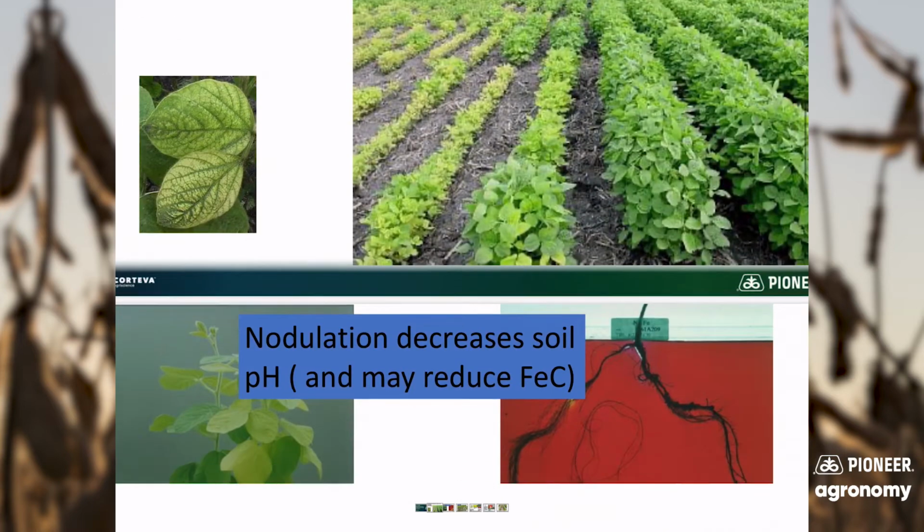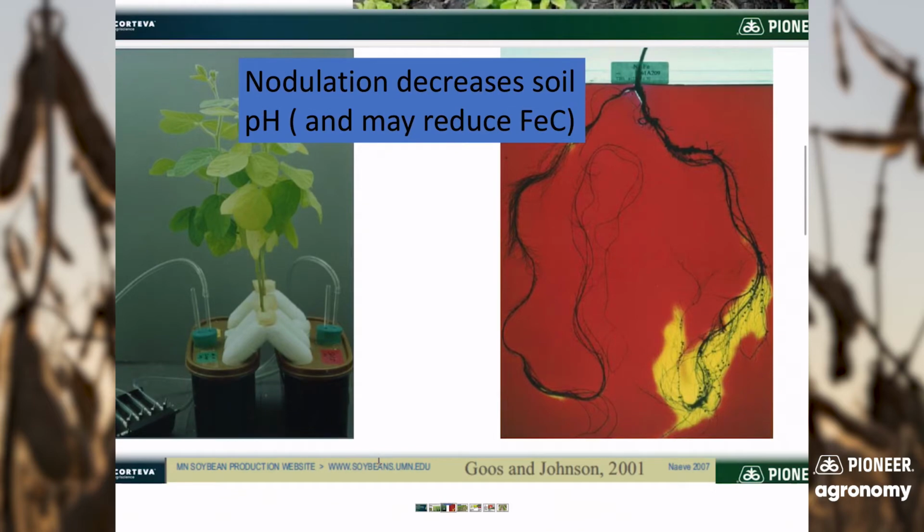But we do know that nodulation and those root exudates around the nodules actually can decrease soil pH, and reduce the effects that we see out in the field of iron deficiency chlorosis. You can see here in this picture, there's actually quite a bit of a difference in the pH of the nodulating areas.